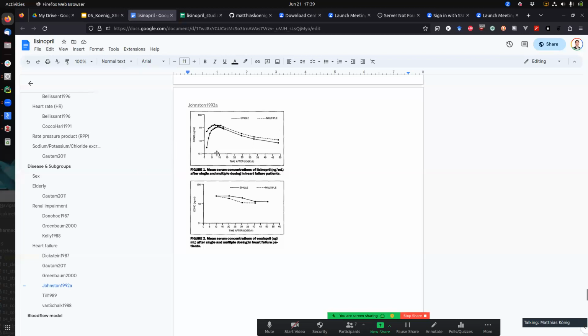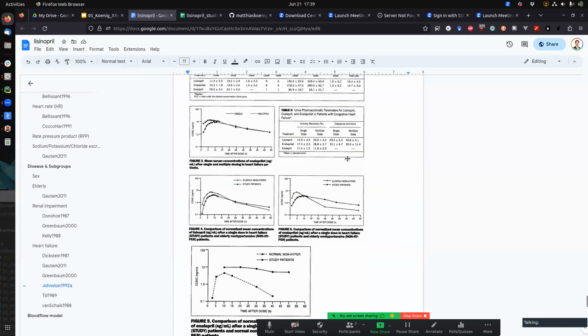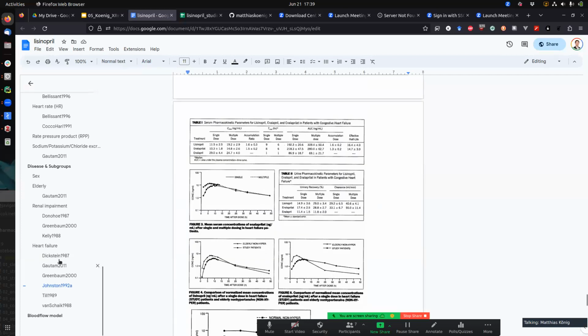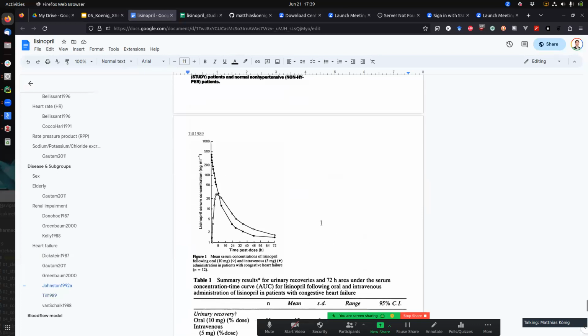Here we also see similar accumulation in heart failure and so on. If we have accumulation of lisinopril in the system, due to renal impairment or heart failure, we also get a large accumulation after the multiple dosing, and this is one thing that our model can definitely predict in the end.